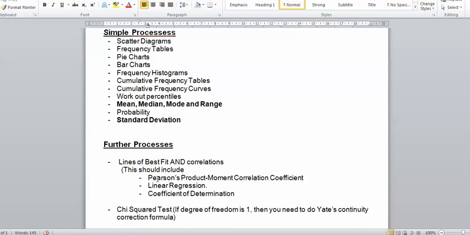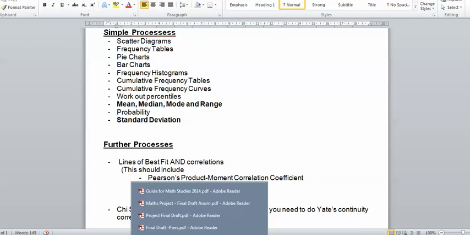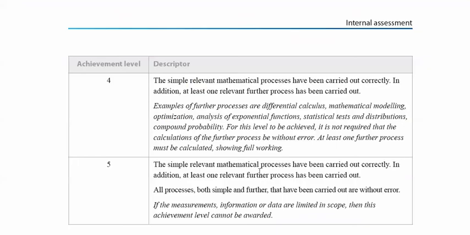You get 4 marks. If your data is good and you do it correctly, you will get the 5 marks there. And also remember, if your degree of freedom is 1, you must do something called Yates's continuity correction formula. I'll talk about that later, and then you can get a 5 mark there. Okay, going back to this.